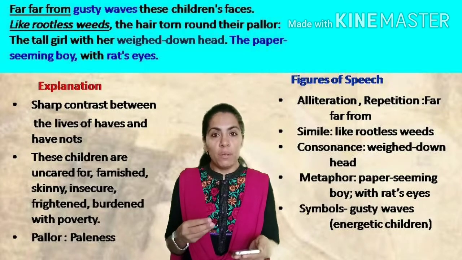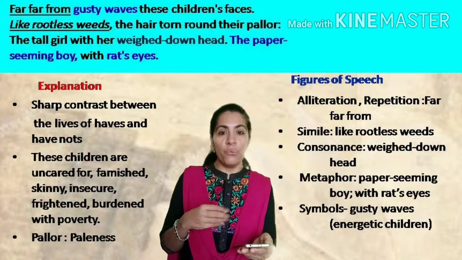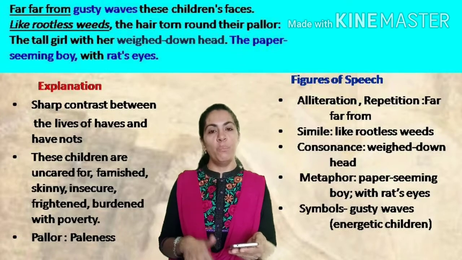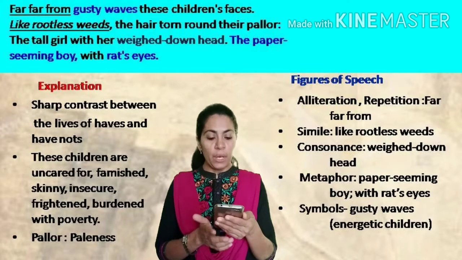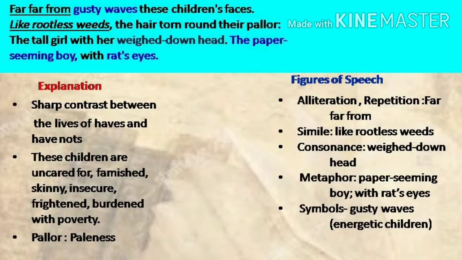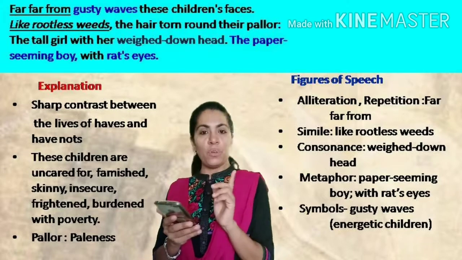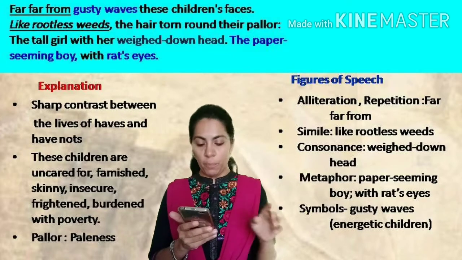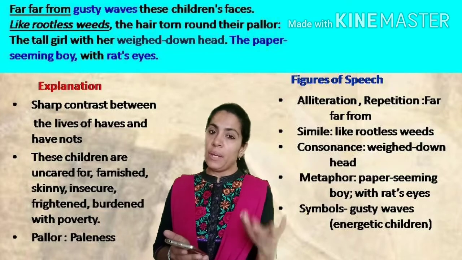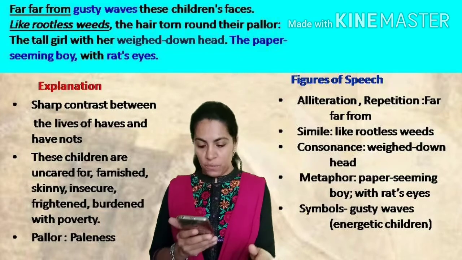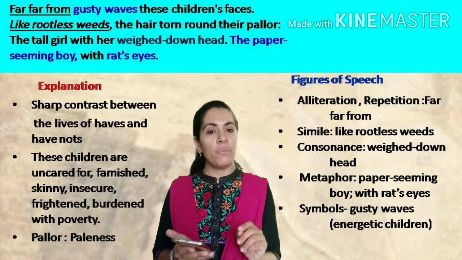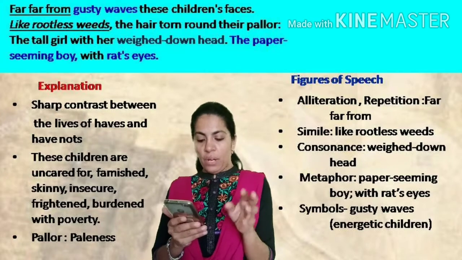Rat feels timid, insecure, searching for food, frightened. So the same things he finds in this boy also, the paper-seeming boy, who is perhaps looking for better prospects of life. There is alliteration, and repetition used in these particular lines, "far, far from". Then you have the simile: the unkempt hair has been compared to rootless weeds. Then you have consonance, "weighed down head", the metaphor "paper-seeming boy", and "with rat's eyes".